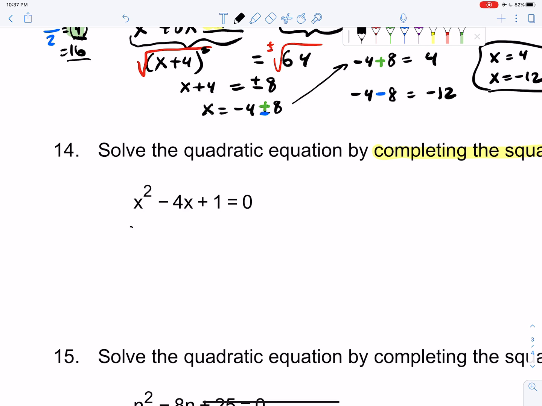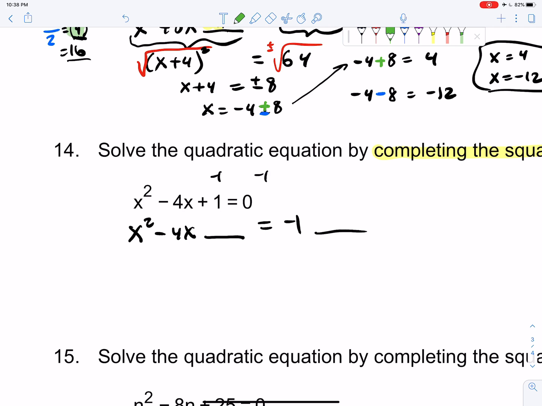I collect all terms that have x's. So x squared minus 4x. Oh, wait, we've got to subtract the 1 out, right? So I'm going to leave a space. I subtracted 1 on both sides, so I'm leaving a space on both sides. What is that space for? That space is the number, that magic number that completes the square on the left-hand side.